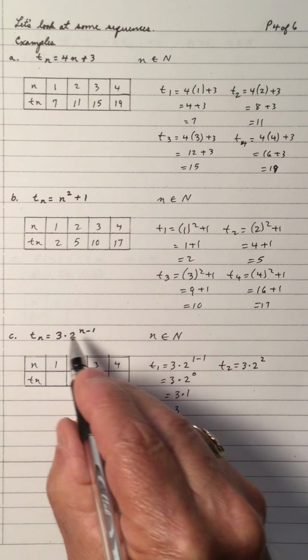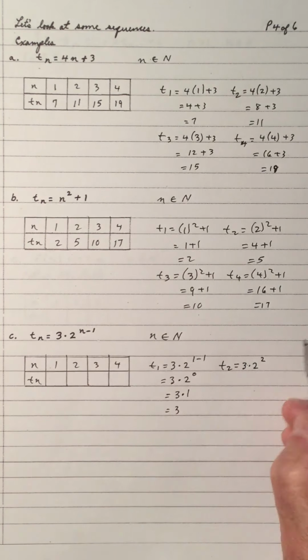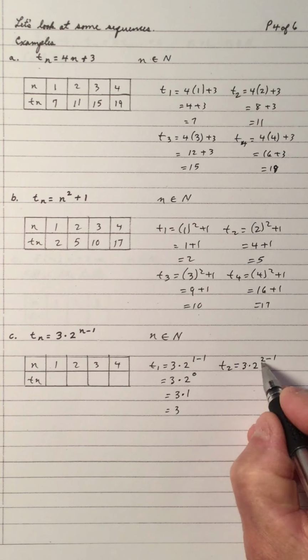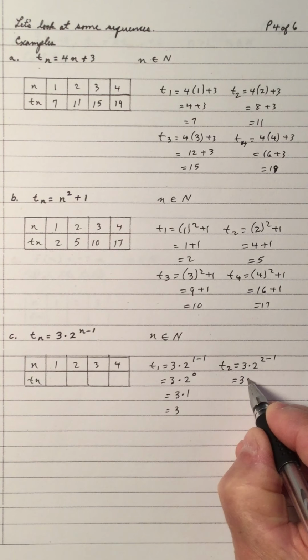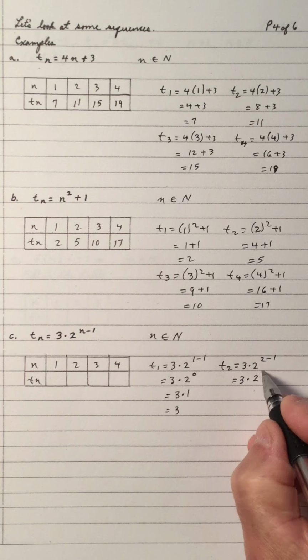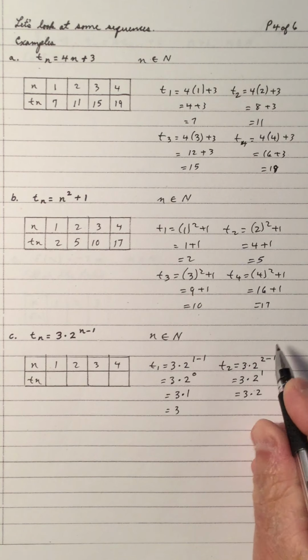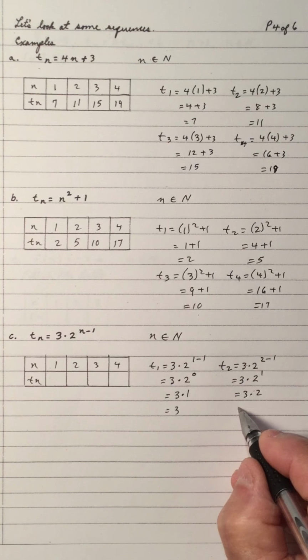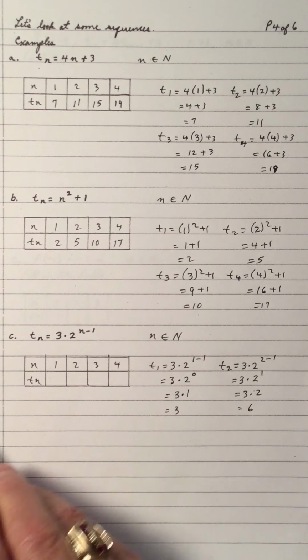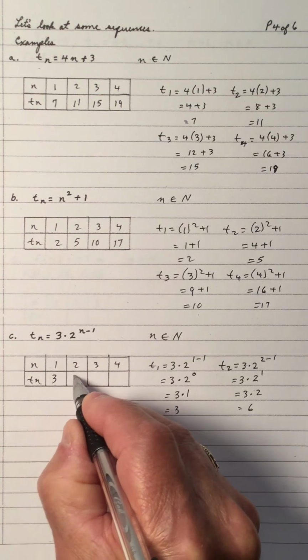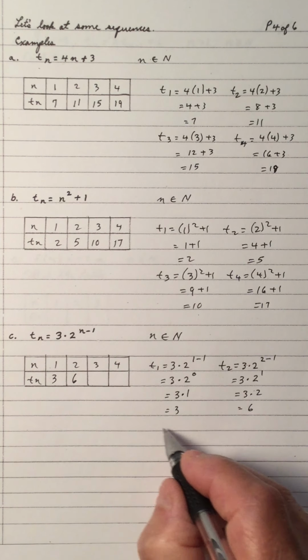So T2 is 3 times 2 to the n minus 1. So n is 2, n is 2. So put 2 here and 2 here and work it out. 2 minus 1 is 1. 2 to the 1 is 2 because we have to work our exponent, our powers, first. So that gives me a 6. So T1 is 3, T2 is 6.